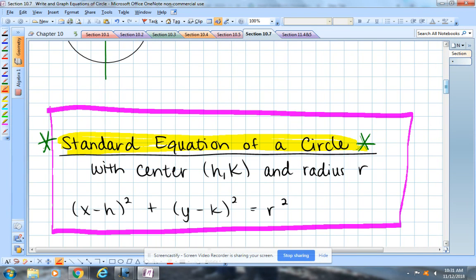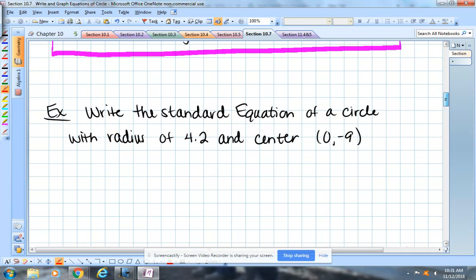All right, so what we're going to do is practice finding equations of circles with a radius at a different location. So all you have to write down is that the radius is 4.2 and the center is at (0, −9). That should be all you have to write down. Now we're going to plug that into our formula.